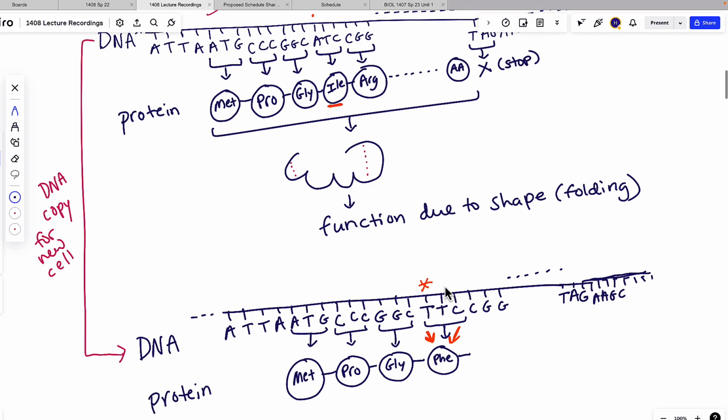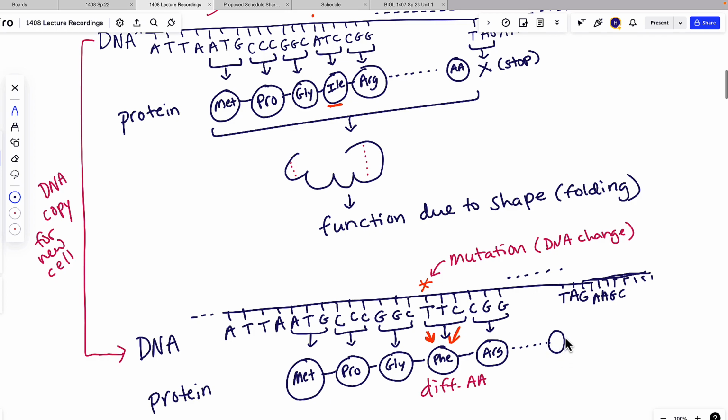So that's the mutation. The mutation is in the DNA. So this nucleotide here, this mistake, is the mutation. It's a DNA change. And the consequence of that mutation is that we've added a different amino acid. Now the next one is still arginine. Then we have a bunch more. There's an amino acid, and still we have our stop codon in the same spot.